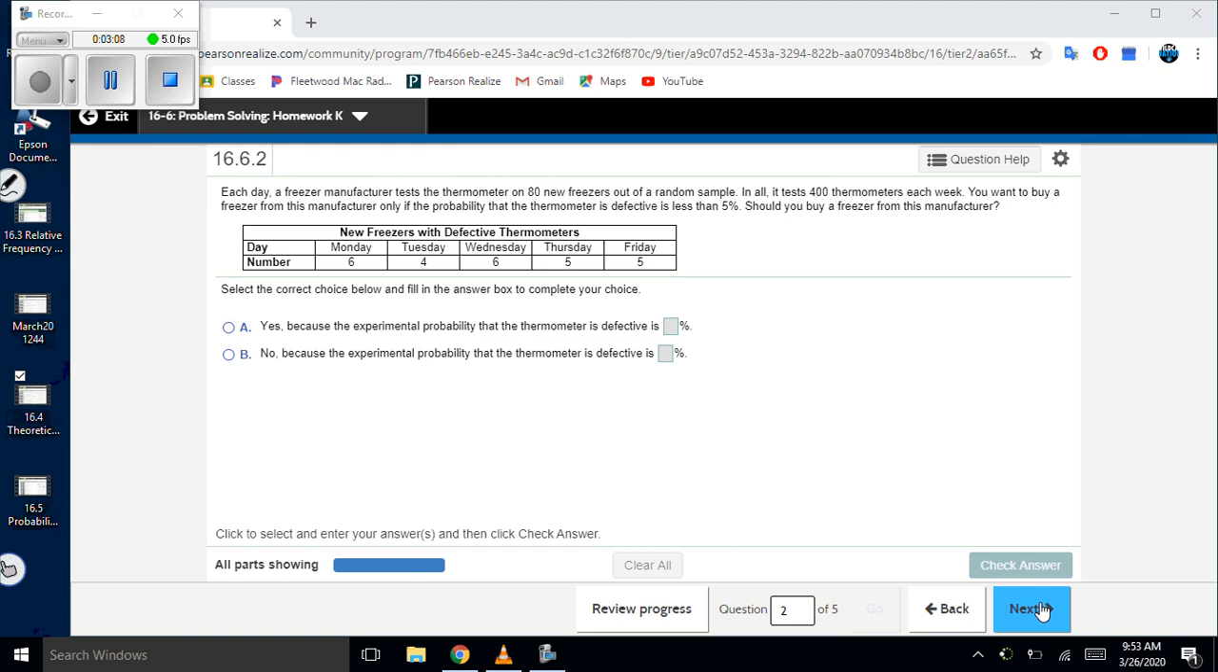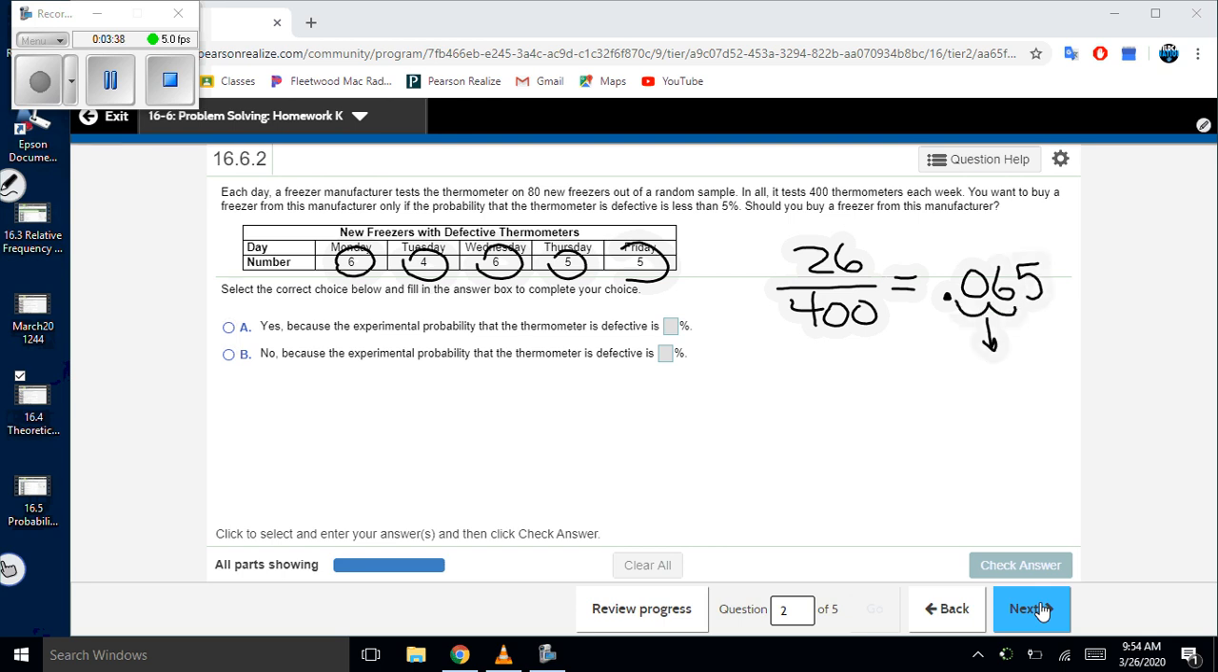So if I took a look at this, we have a total of 400. We have 6 plus 4 plus 6 plus 5 plus 5. So you can see we're at what? 10, 20, 26 of them out of the 400 tests are defective. 26 out of the 400 tested are defective. If I take 26 and I divide it by 400, then I get 0.065, and 0.065 as a percent, if I move it over 2 places to the right, is 6.5%, which means 6.5% of these, in essence, are junk.